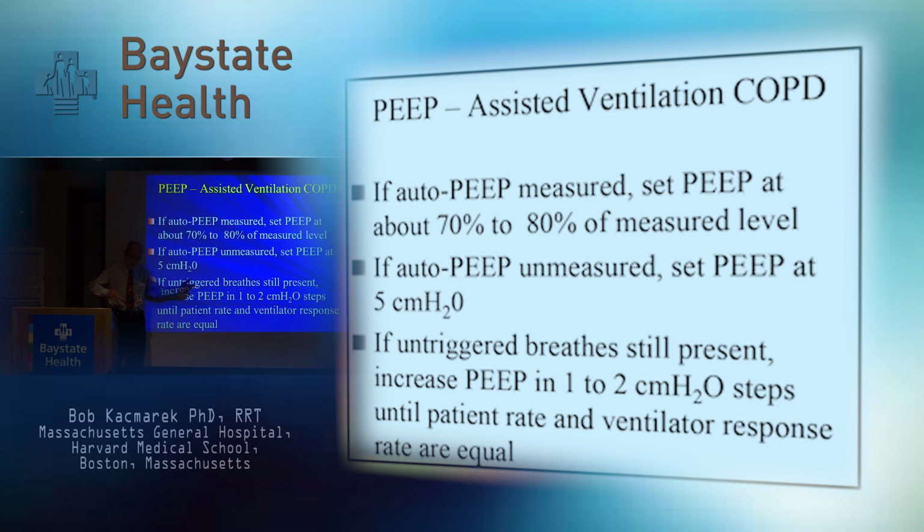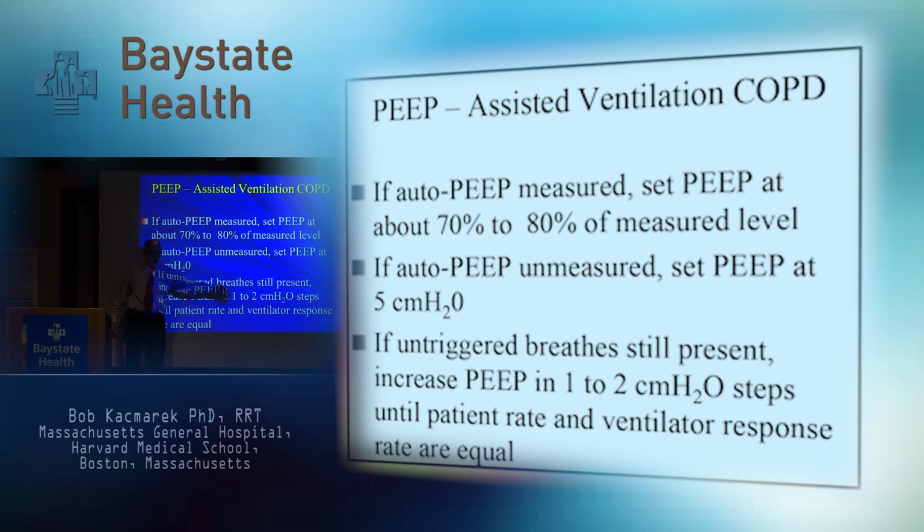So I have staff palpate the diaphragm, count the patient's respiratory rate, look at the ventilator, see what its response rate is, and when the two of them are the same, then stop. You've hit the right threshold. Now the patient should be able to trigger most every breath on an ongoing basis.